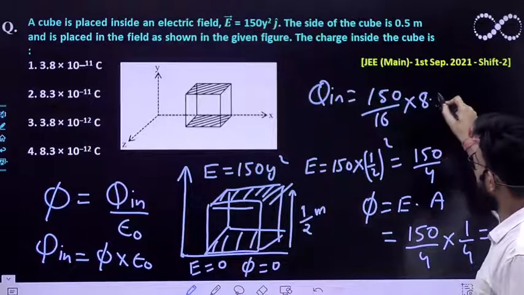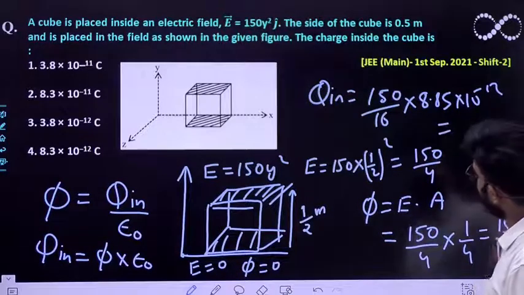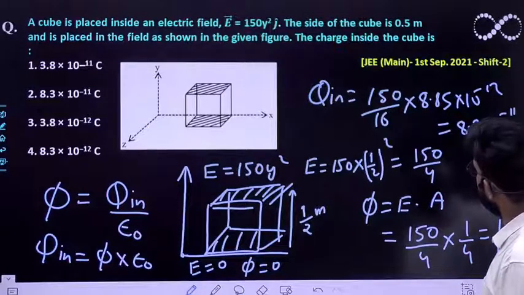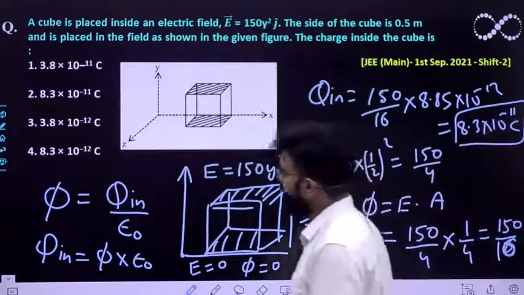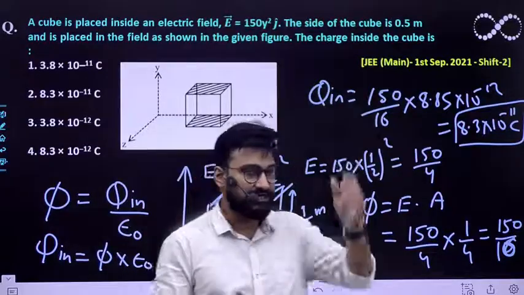Epsilon naught value is 8.85 into 10 raised to power minus 12. Solve it, you will get a value of 8.3 into 10 raised to power minus 1 coulomb. So this is the expression that you are getting. So this is the total charge within the cube.